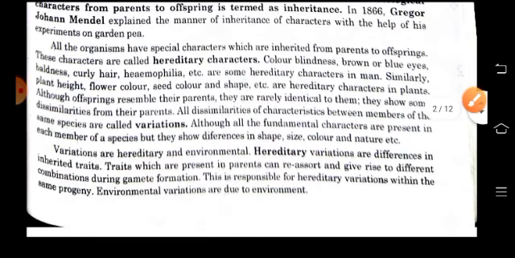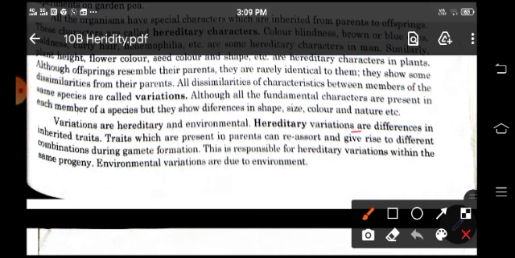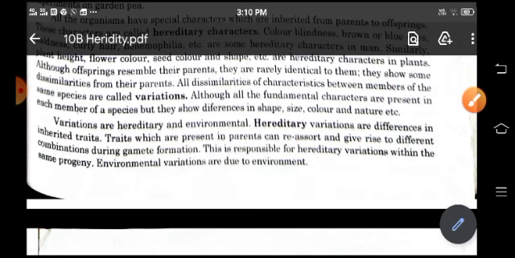The variations are hereditary and environmental. Hereditary variations are differences in inherited traits, and traits which are present in parents can reassort and give rise to different combinations during gamete formation. This is responsible for hereditary variations within the same species, and environmental variations are due to the environment.